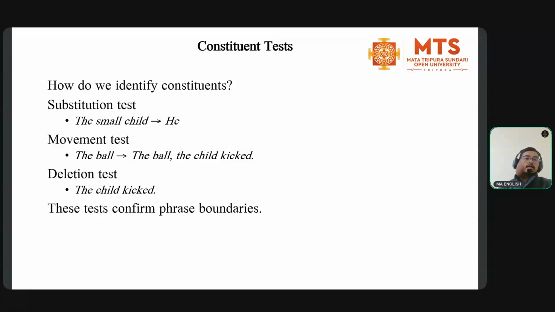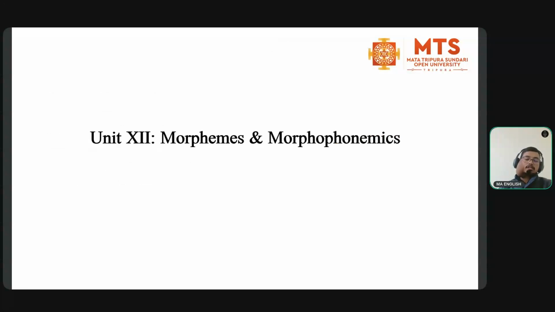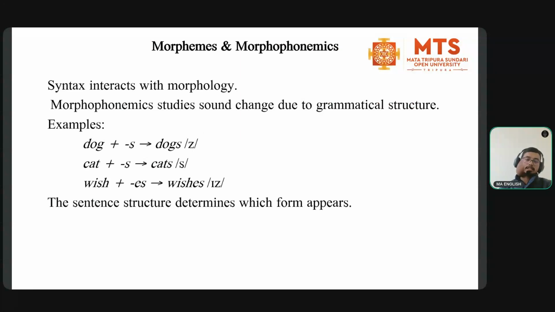Next, let's move on to unit 12, morphemes and morphophonemics. So what is this exactly here in syntax? This unit is very important because it shows how syntax interacts with morphology and phonology. So language does not work in separate compartments. Sounds, words, sentences influence each other.